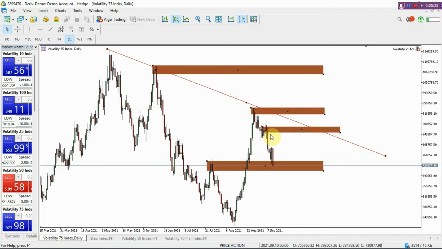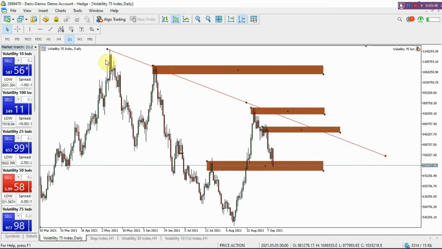Why did I see this as a potential point? Because this was a little resistance. And what could I say price could do? Price could come down if it is going to continue the downtrend. I feel that it's going to continue off this trend line.